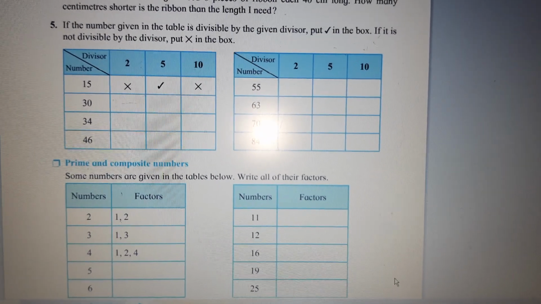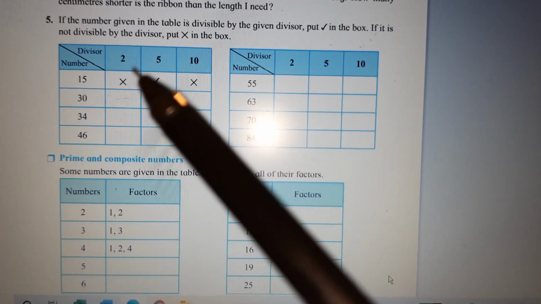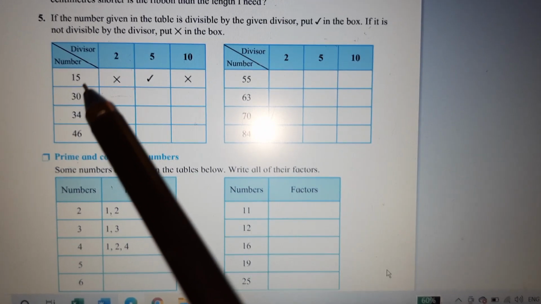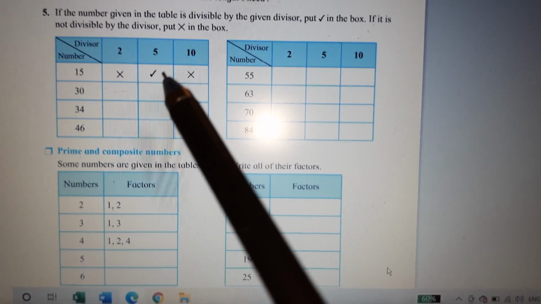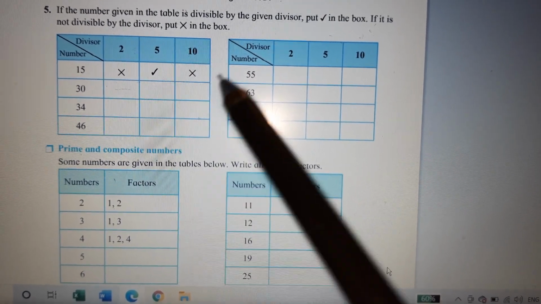First one is done for you. 15, 30, 34, 46, children. 15, see, is it divisible by 2? No, because 5 is in the units place. So cross. Is it divisible by 5? Yes. Okay. Is it divisible by 10? No. So we are putting a cross.